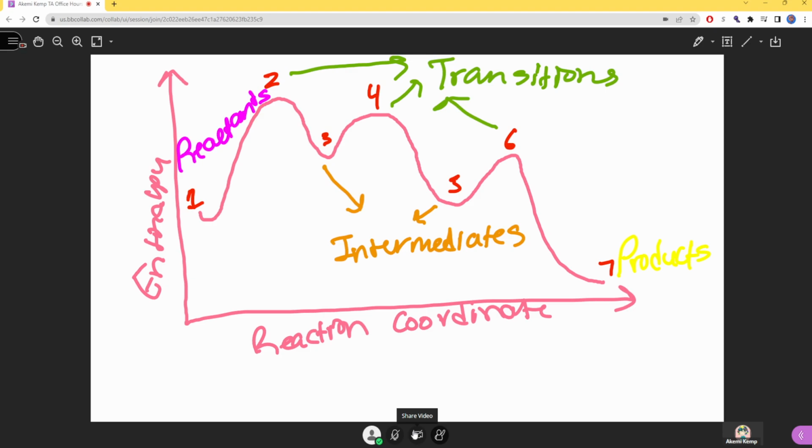7 would be your products. Top of the peak, transition states; bottom of the peak, intermediates; and at the very beginning and the very end, you have your reactant at the top front and your product at the bottom over here. Cool. So it was 3 and 5. Nice.